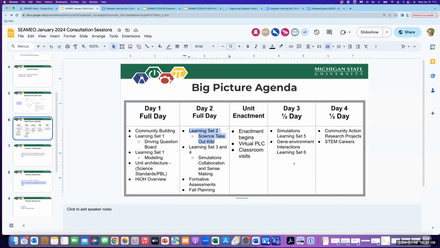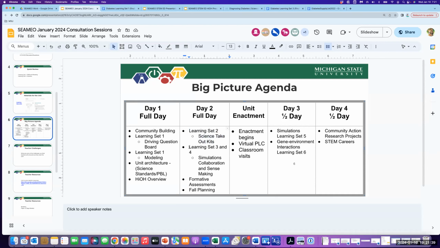experience it. And then we take a step out like we did in our sessions and we debrief: how did that feel? What are some challenges that you think students will have? What are some challenges that you think you will have as a teacher? And so that's why, for example, in day one, we experience the driving question board, we do the modeling. In day two, we experience the kits, and we collect the data, we analyze the data, we talk through it.